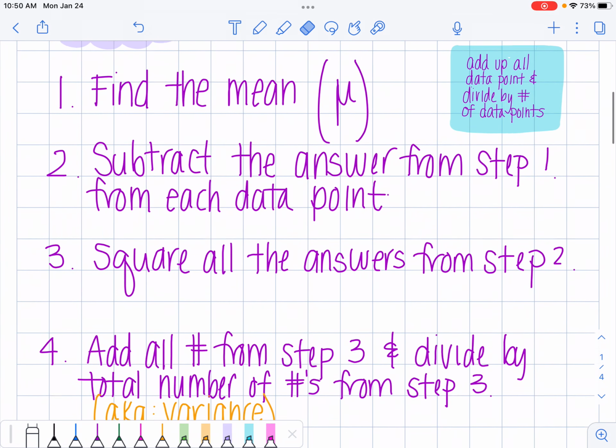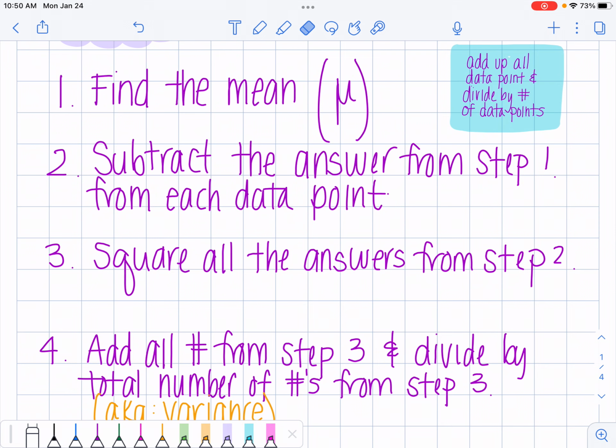to do this. So first we want to find the mean. And to do that, we want to add up all of our data points and divide by the number of data points that we have. Step 2, we're going to subtract the answer that we got from step 1, our mean, from each data point. Then in step 3, we're going to square all the answers that we got from step 2.